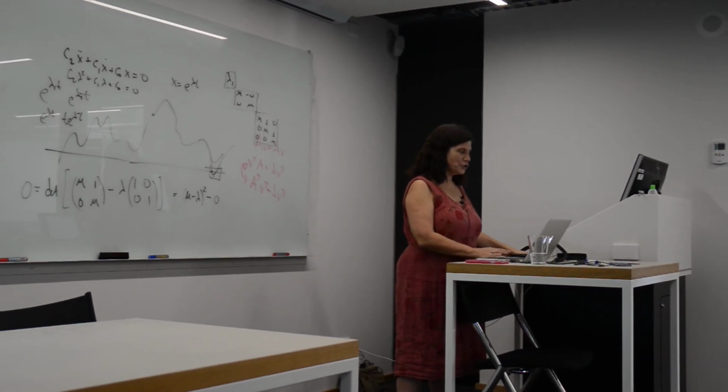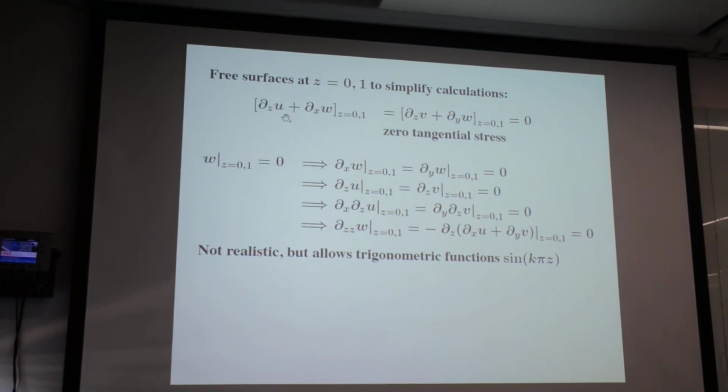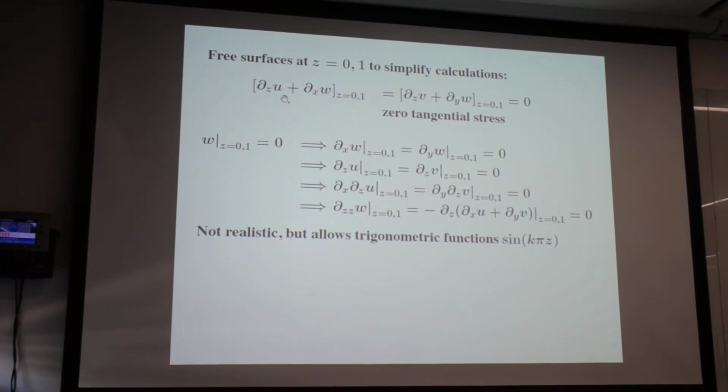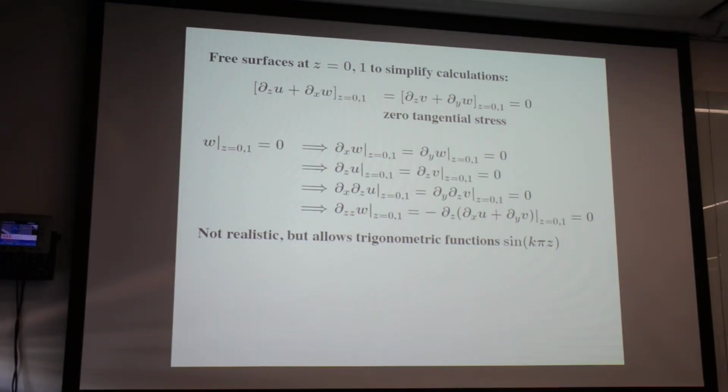If you do free surfaces, you use the same kind of reasoning, but you have to say something about the tangential velocity. You say that there's no tangential stress, and there are two equations that talk about the tangential stress, the one this way and the one that way, and you end up with an equation that says W equals 0, not dz W equals 0, but W itself equals 0.